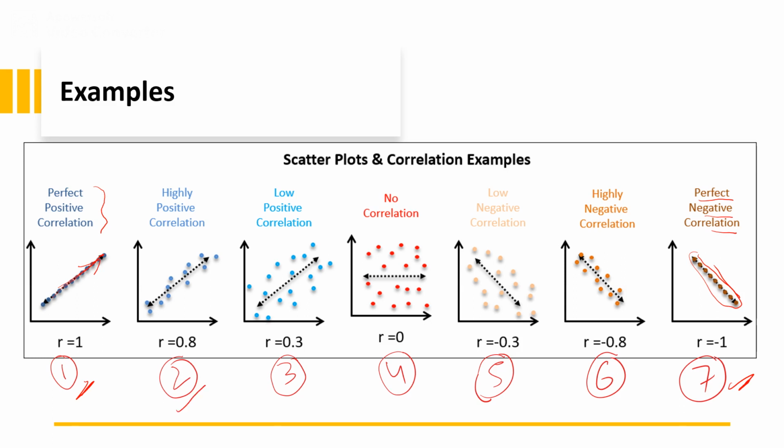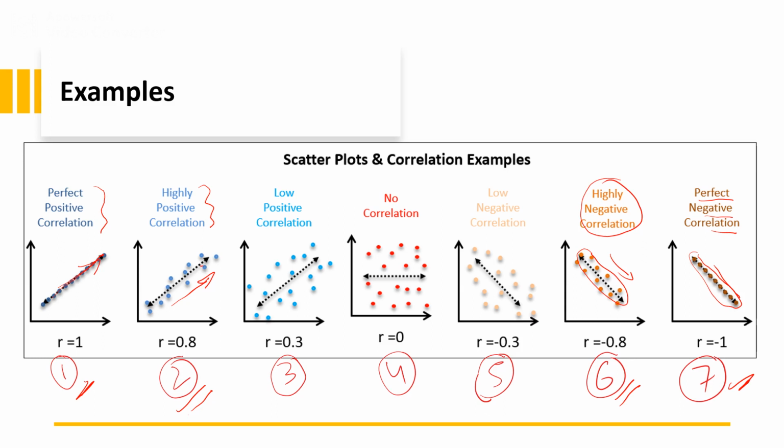Similarly, from figure 2, the plotted points are not very dense but are in the same direction. In that case, we say it is a highly positive correlation. And similarly, from figure 6, the plotted points are not very dense and are in the opposite direction. So we say it is a highly negative correlation.